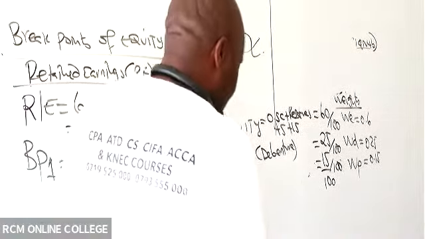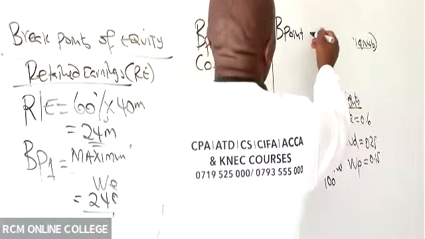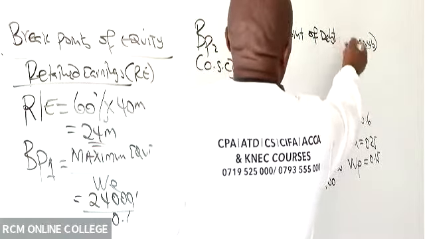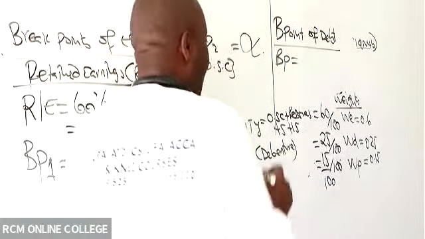We are revising, yeah. So go ahead and give us the breakpoint of debt. You write the formula first. So breakpoint of debt, it will be maximum debt amount.